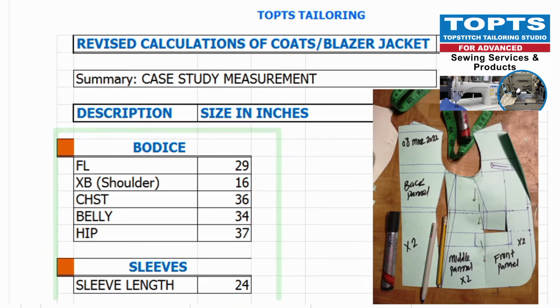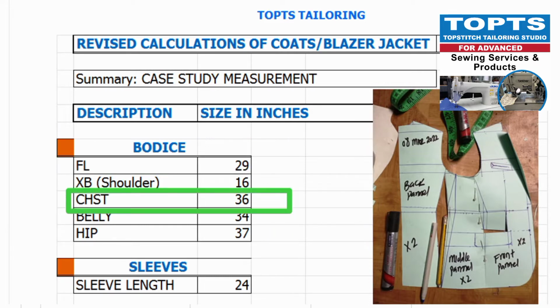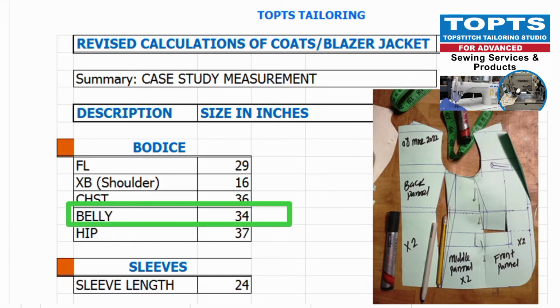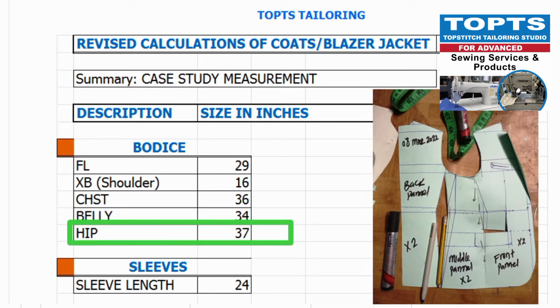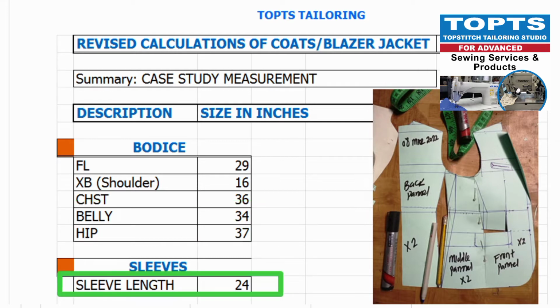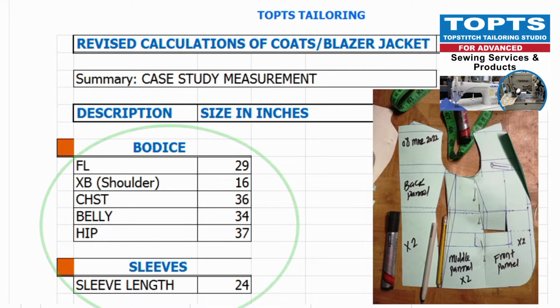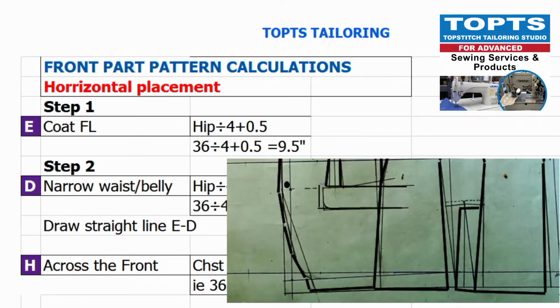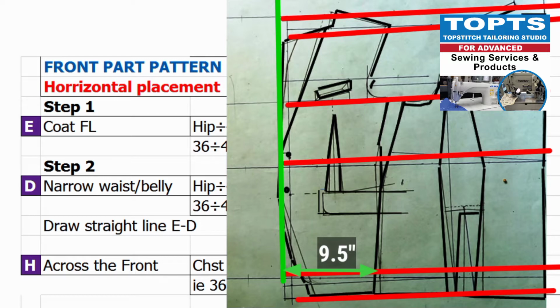You remember this table of our measurements: full length 29, XB 16, chest 36, belly 34, then the hip 37, as well as the sleeve length of 24 inches. So we are still going to be using this reference table of ours to calculate the front part. So that is 36 divided by 4 plus 0.5, giving us 9.5 inches. These measurements begin from center front inwards. That's where you're going to be measuring these measurements.